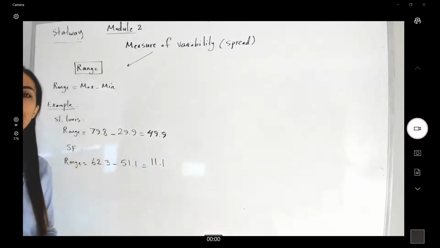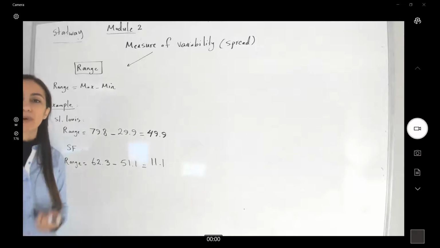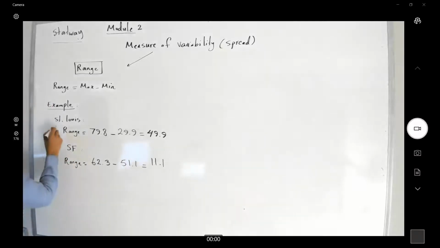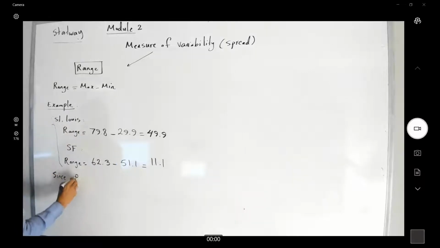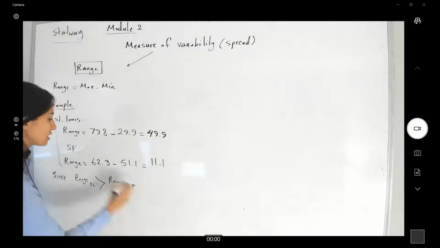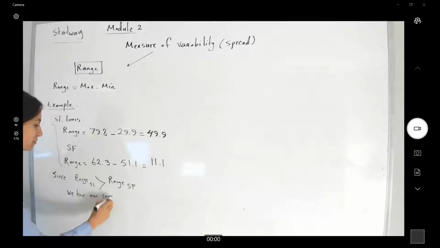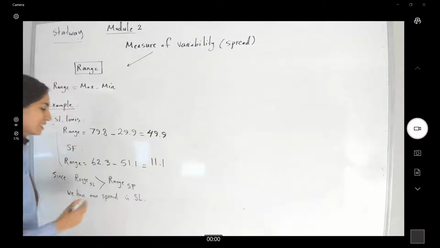As you can see, the range in San Luis is higher than the range in San Francisco, and we say that San Luis temperatures has more variability or more spread. So since the range of San Luis is larger than the range of San Francisco, we have more spread or variability in San Luis.